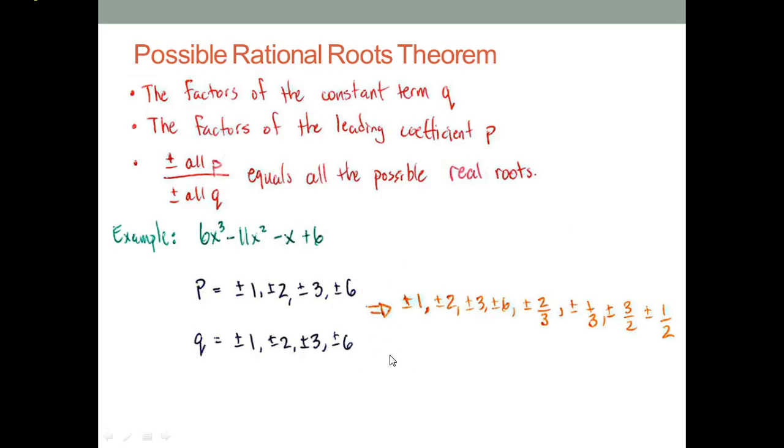And that's plus or minus 1, plus or minus 2, plus or minus 3, plus or minus 6, obviously. Plus or minus 2/3, plus or minus 1/3, plus or minus 3/2, and plus or minus 1/2. So these are all of the possible rational roots, reduced to simplest form, for this function, 6x cubed minus 11x squared minus x plus 6. This just gives us a starting point where we can examine all of the possible roots for any function. More on why we would do this in a little bit.